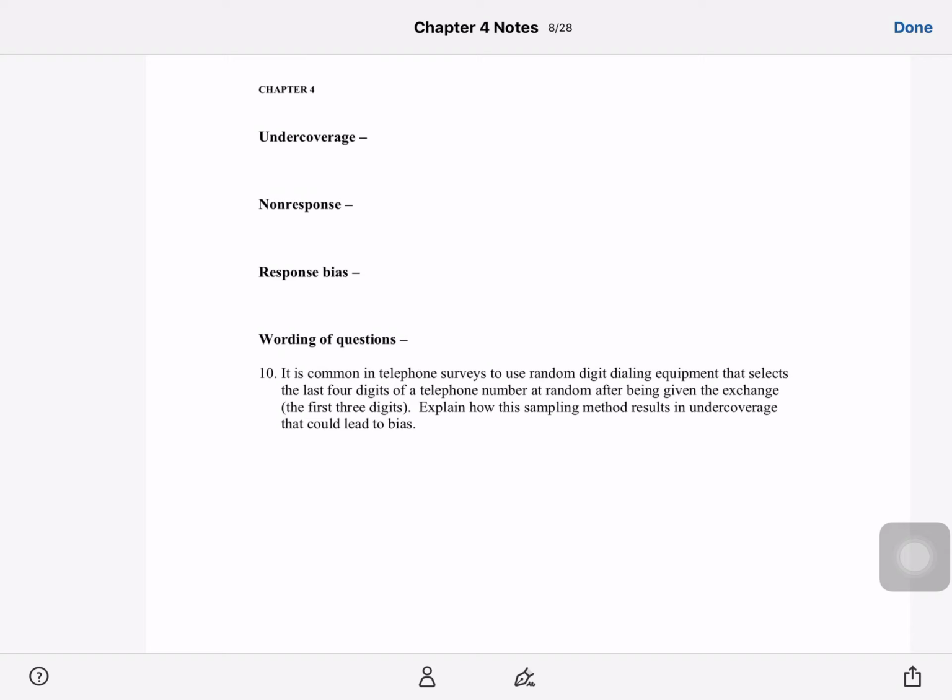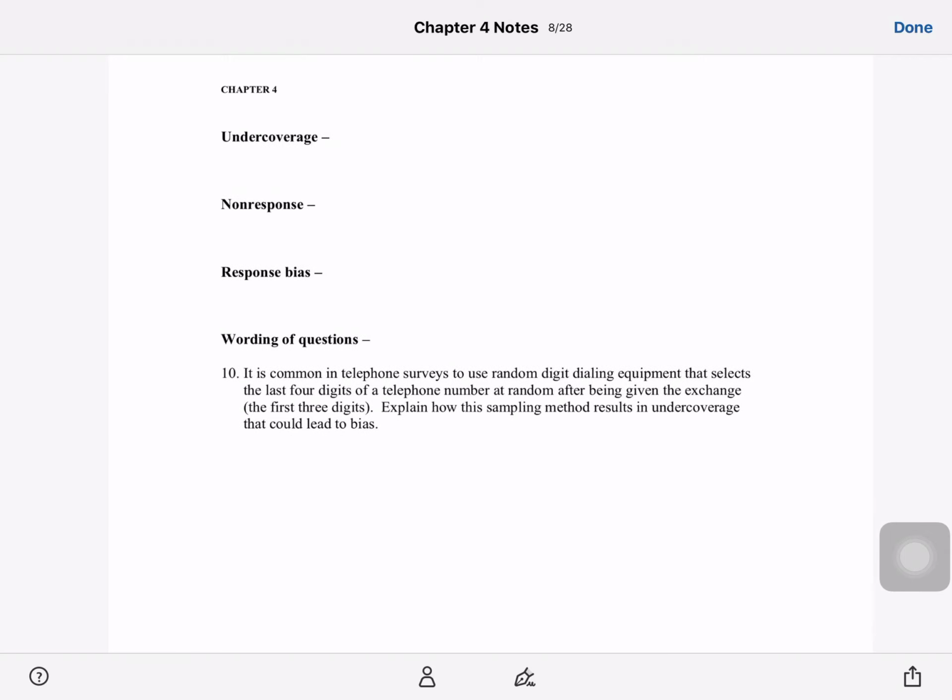And then on this page with undercoverage, non-response, response bias, and wording of questions, we did talk about that in class today, and I'm not going to write anything down, I just want to verbalize it. So for undercoverage, that's where some group of the population that you're interested in is missing. They were not included in the surveys. For example, we talked about landline phones and how that would be an overestimate of older people, because the younger people don't tend to have those landline phones at home.